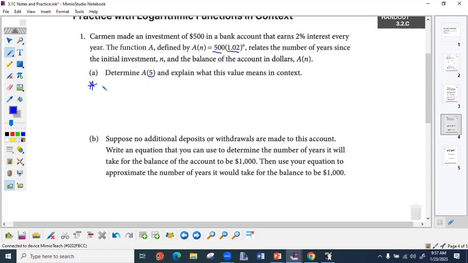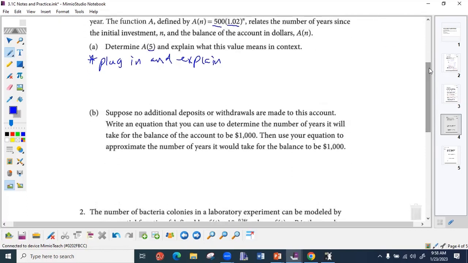Your hint for A is that this is a plug-in situation, right? Plug in and explain what it means. So don't just give me the answer, but tell me this means blah, blah, blah. What is 5? What is your output? So what does your input mean? What does your output mean? Got it? All right.